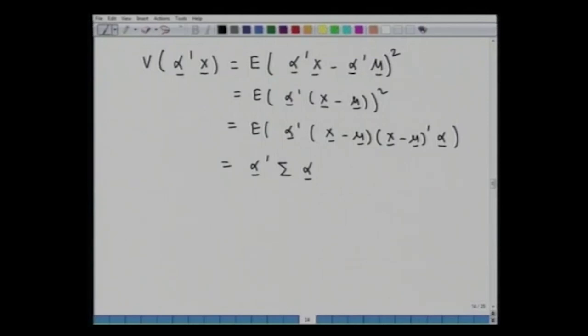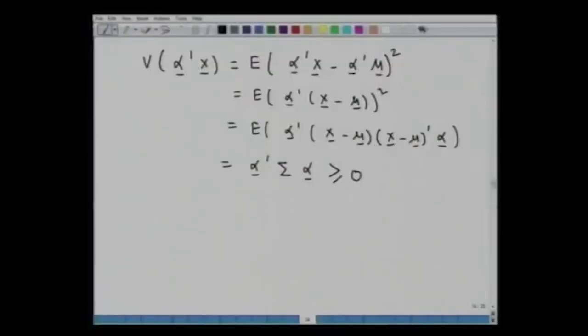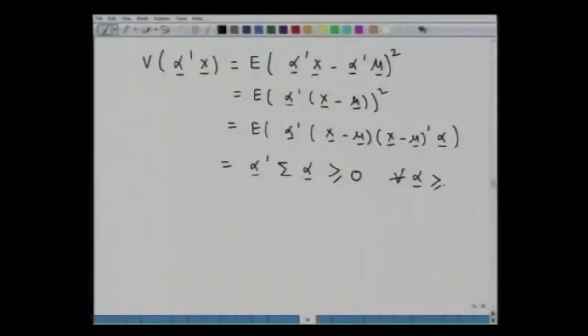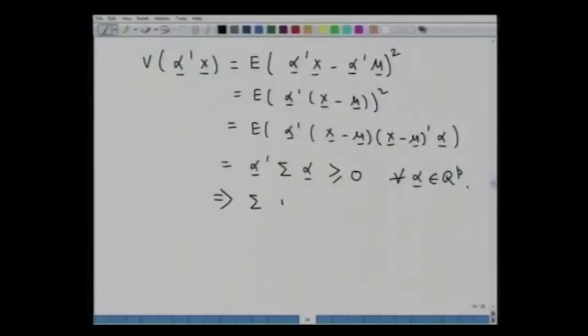Now the variance of alpha prime X is given by this, with alpha belonging to R to the power p. Since this is the variance of the random variable alpha prime X, it is going to be greater than or equal to 0. So we have proved that if sigma is the covariance matrix of any random vector X, then for every alpha belonging to R to the power p, alpha prime sigma alpha is greater than or equal to 0. So it is non-negative. This basically implies that the sigma matrix is non-negative definite. Let me write that as NND, non-negative definite.